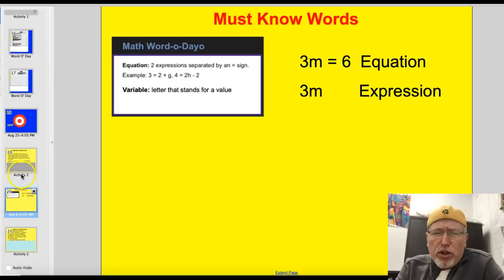Not too much to learn in terms of vocabulary tonight, just a review of equation, two expressions separated by an equal sign. A variable, a letter stands for a value. Here's an example of an equation, 3m equals 6. This is an expression, just 3m, no equal sign. This one here we could solve. We could think 3 times something equals 6. 3 times 2 equals 6. Yes, I solved it. Now you know how I got to be such a cool math teacher. I'm lickety-split on my basic facts. All right.